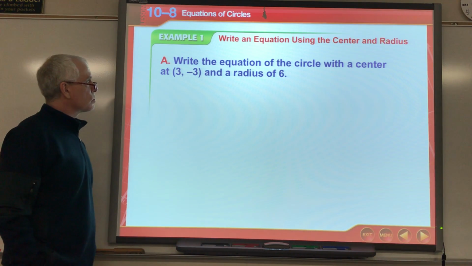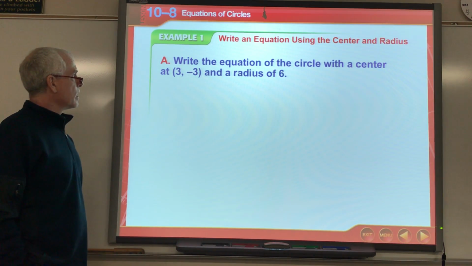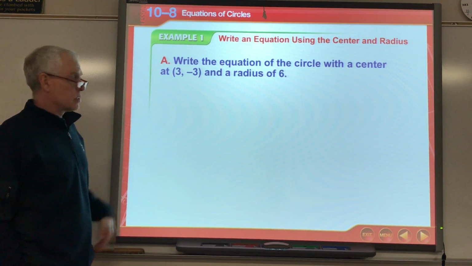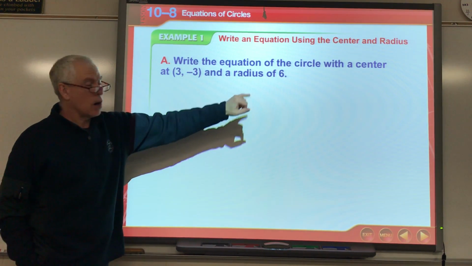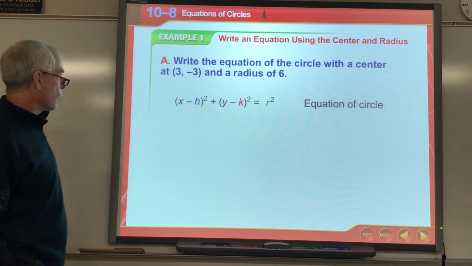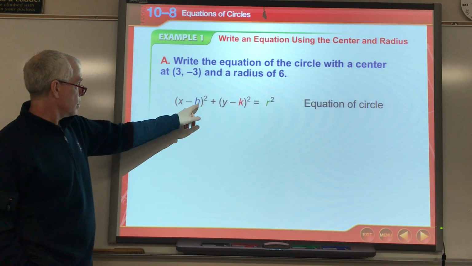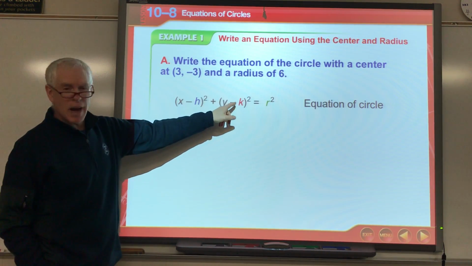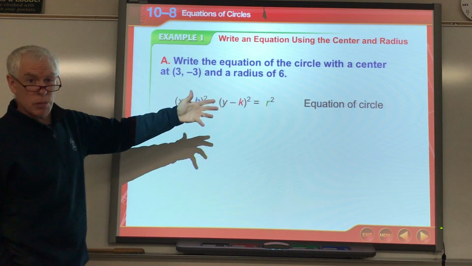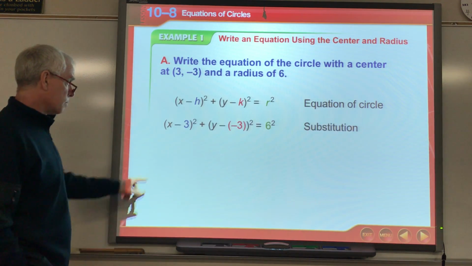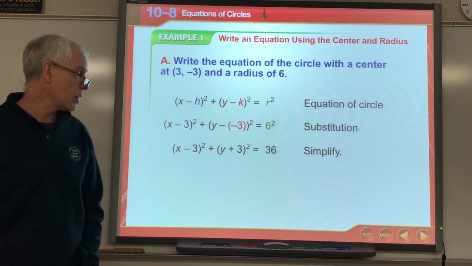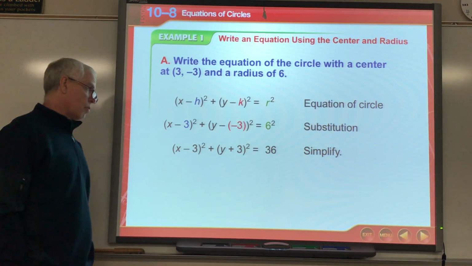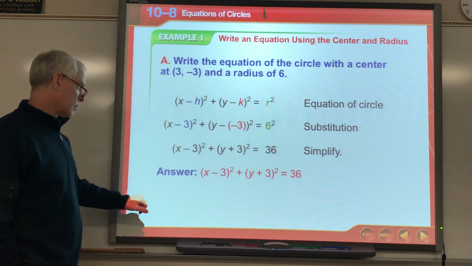So I've got the equation of a circle with a center at (3, negative 3) and a radius of 6. So h is 3, k is negative 3, r is 6. So there's our general formula. So (x minus 3) squared, (y minus negative 3), well that's going to become plus 3, isn't it? Equals 6 squared. So that's what it's going to look like in general when you're done. And that's all you have to write. There's no more simplifying. That's as good as it can get. Okay?